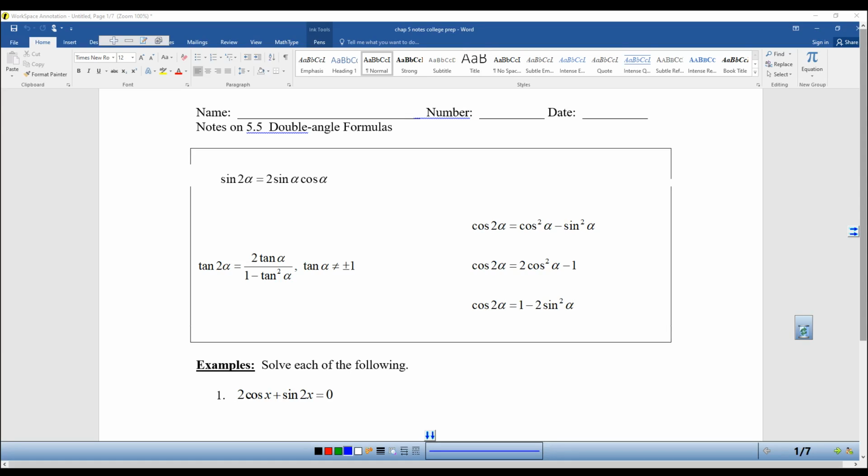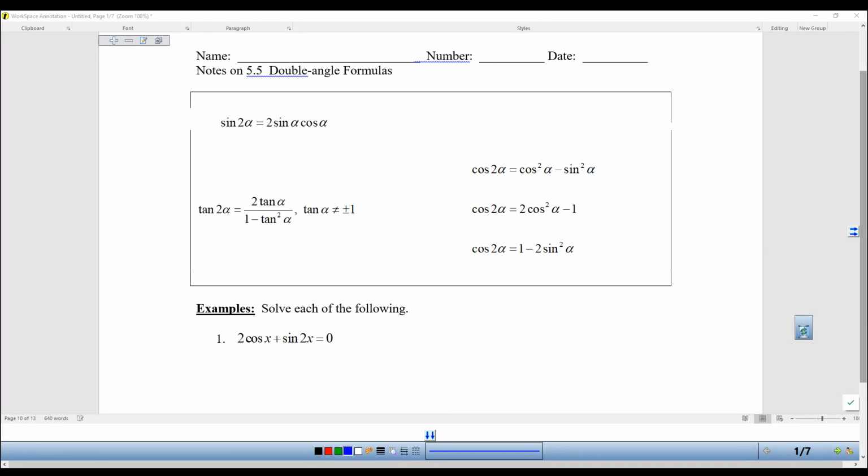Today we're going to be doing section 5.5, which is double angle formulas. So the double angle formulas, we're not actually going to take the time to prove how they come into existence, but you can trust me. And what we are going to do with them is use them to solve equations. So we'll jump right into our first example and you'll see what I mean.